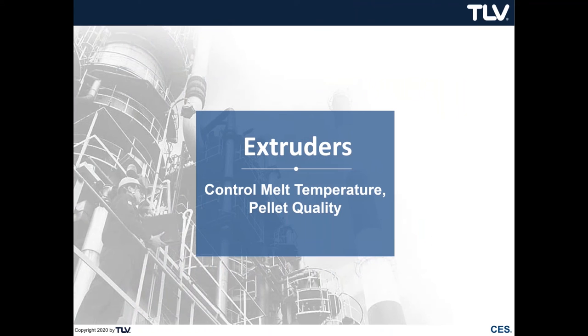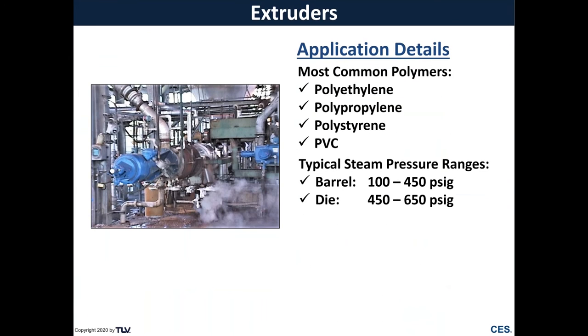Next, we will move on to another steam-intensive application, extruders. Many petrochemical plants produce polymers in pellet form, which they then sell to other companies who use them to produce many of the products we use in everyday life. The more common polymers produced are polyethylene, polypropylene, polystyrene, and polyvinyl chloride, or PVC.